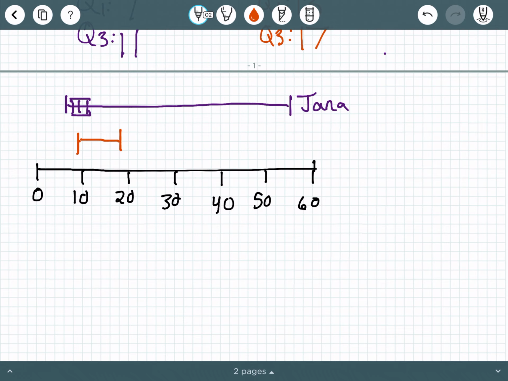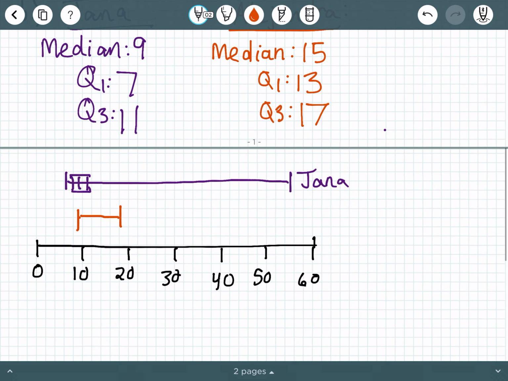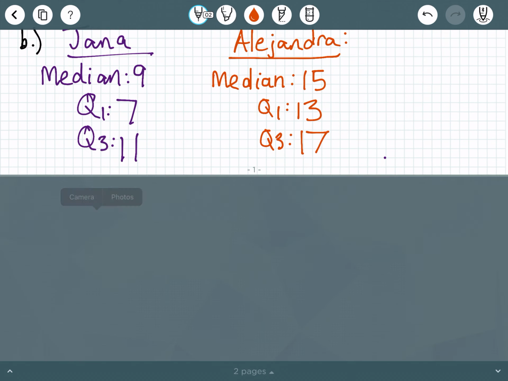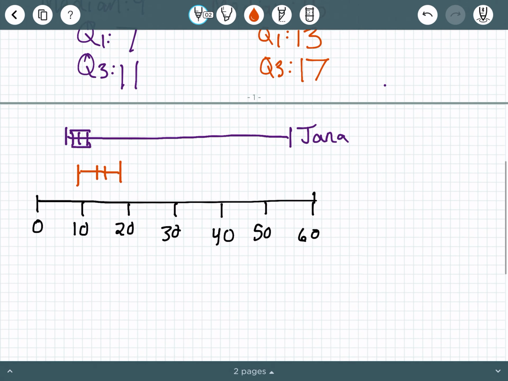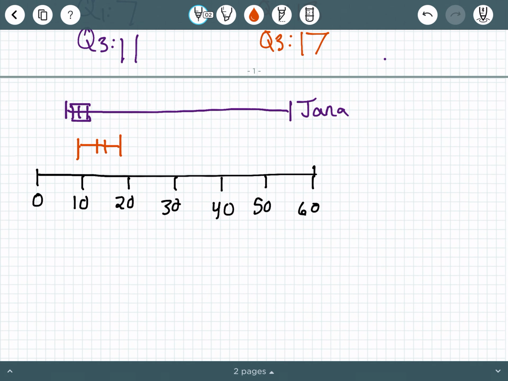All right, now we need to plot her median, first quartile, and third quartile. So the median was 15, so it's going to be right in between 10 and 20. The first quartile was 13, so it's going to be right about here. And then the third quartile is 17, which is going to be just above 15, right about there. All right, now we can connect those to make our box.